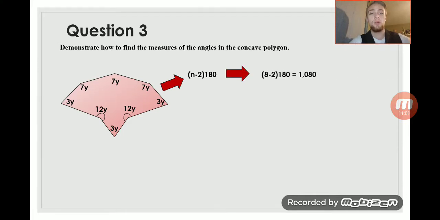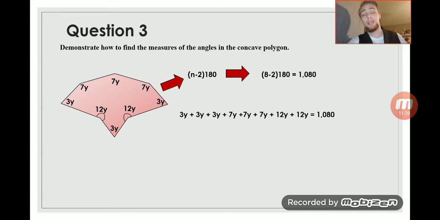So in this case, we have 1, 2, 3, 4, 5, 6, 7, 8. We have 8 points. So now we are going to replace n with 8. So 8 minus 2 times 180 is going to equal 1080. And so now we are going to take all of the numbers that are inside this concave polygon. So 3y plus 3y plus 3y plus 3y plus 7y plus 7y plus 7y plus 12y plus 12y. And we're going to set that equal to 1080.